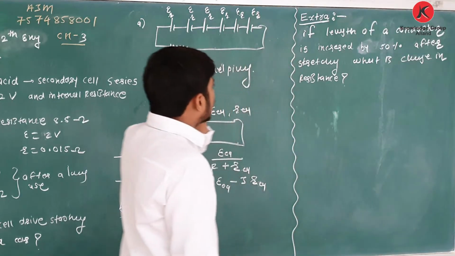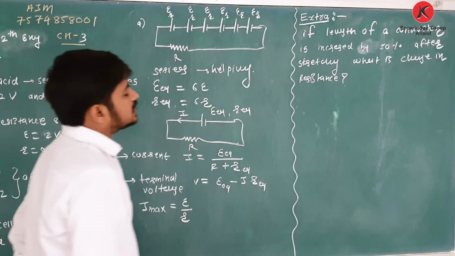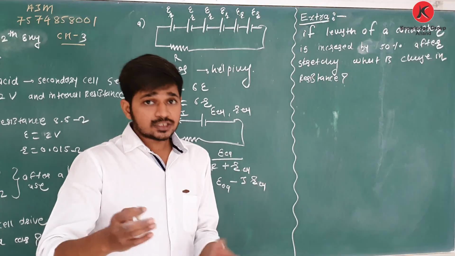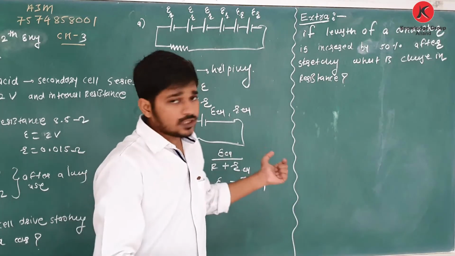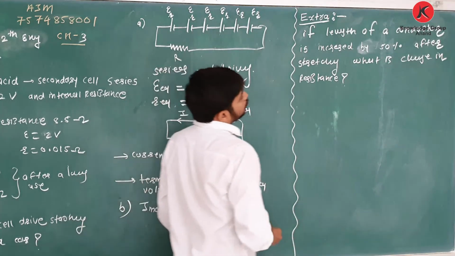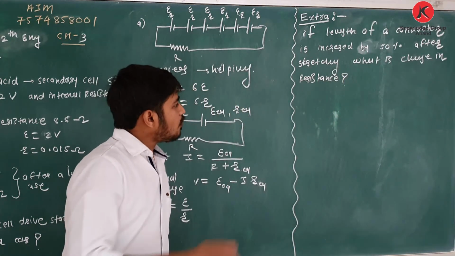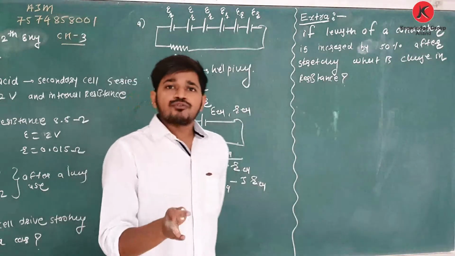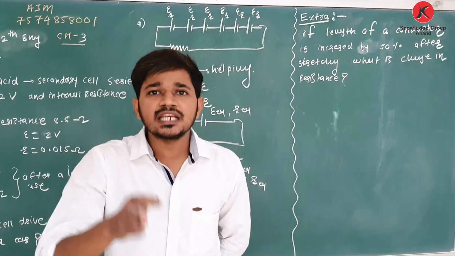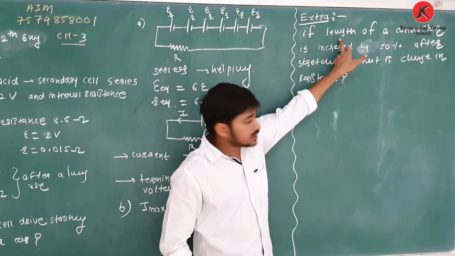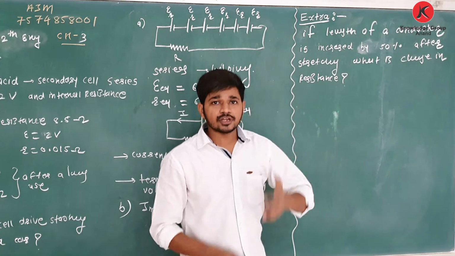If length of a conductor is increased by 50% after stretching, what is change in resistance? Change means increases or decreases. We have to see. So first of all, length of conductor is increased by 50%. Then what is change in resistance? First of all, you have to make one relation between two quantities given: length of conductor and resistance. What is relation between them?